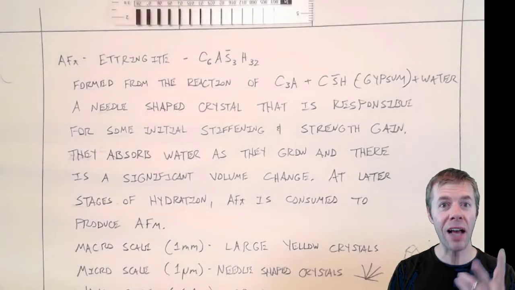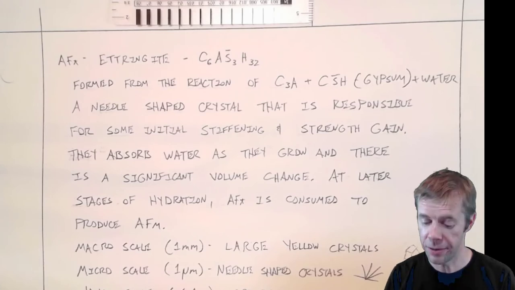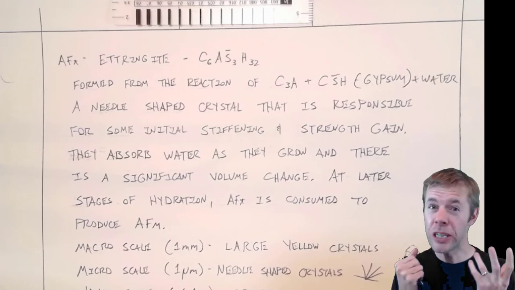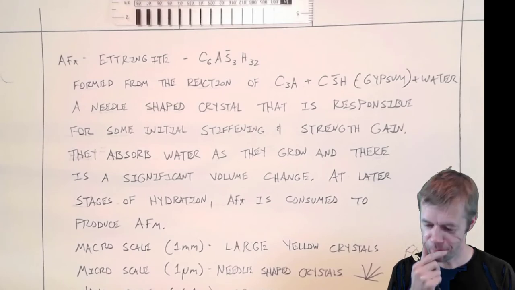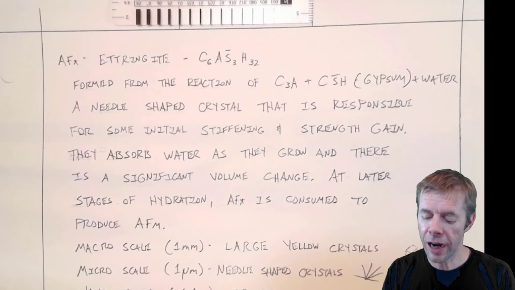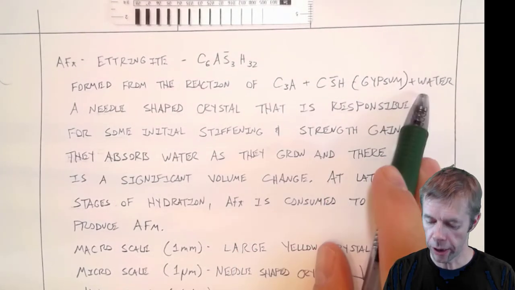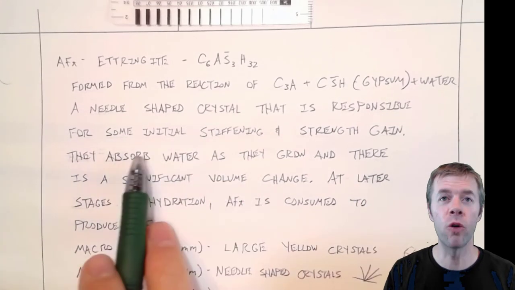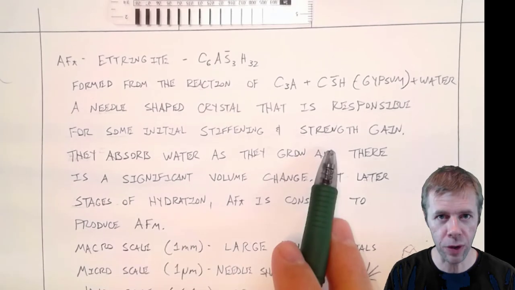Moving on to the last two compounds. The first one, AFT, or ettringite. That's C6A S-bar 3 H32 for you cement chemistry freaky deeks like myself. It is formed from the reaction of C3A and gypsum and water. They're needle-shaped crystals, and they're responsible for some of the initial stiffening of concrete and also early age strength gain.